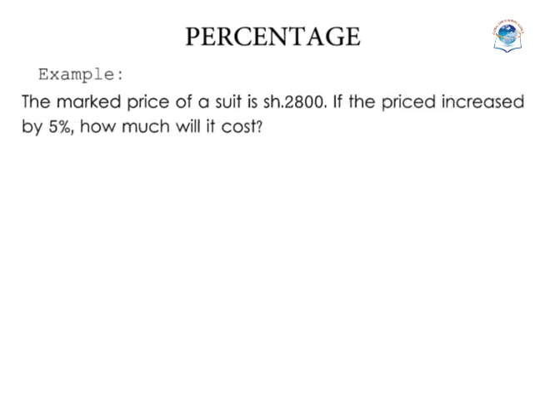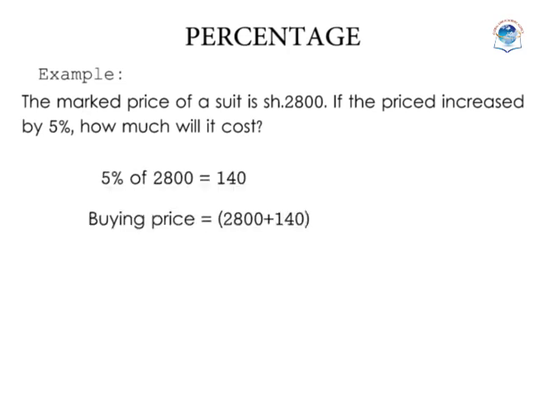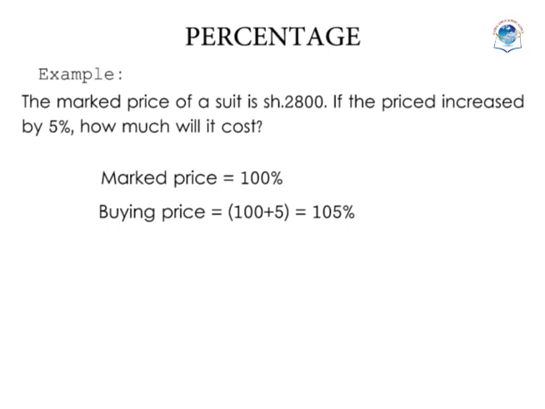What if the price increased by 5%? We could add 140 to 2,800 to get 2,940. Or we add 5% to 100% to get 105% and work what is 105% of 2,800. So 105 over 100 times 2,800 will give us 2,940. The same answer.